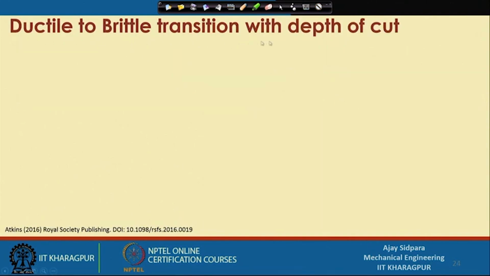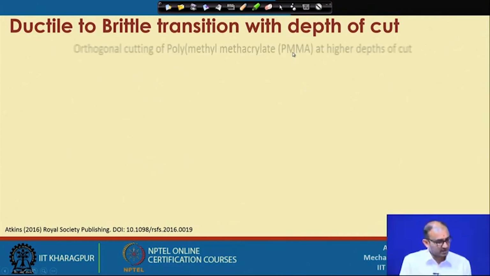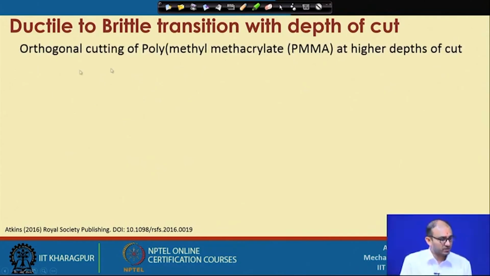Now, ductile to brittle transition with depth of cut. Till now we have seen that we have a problem with the depth of cut. Depth of cut means uncut chip thickness. Now, what is going to happen if you increase the depth of cut of some material? Let us take one example, PMMA.